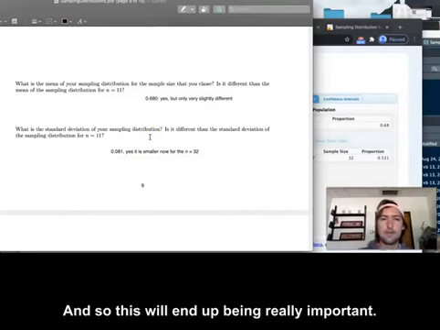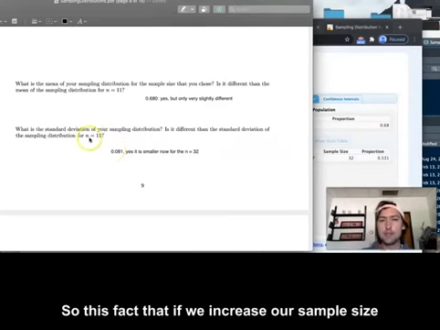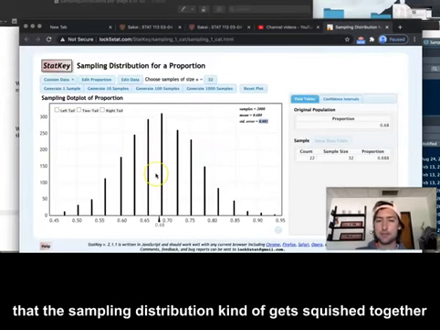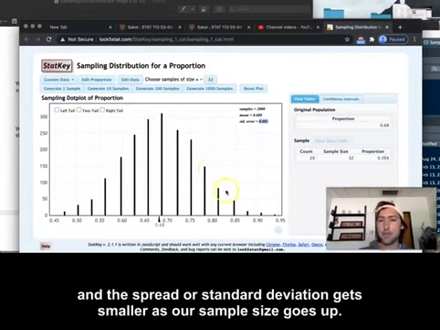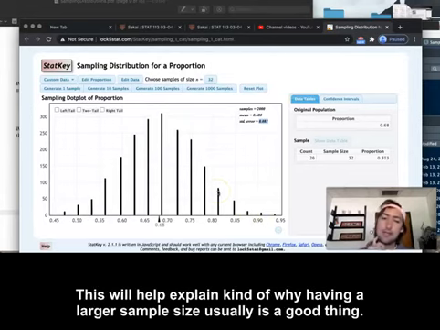And so this will end up being really important. This fact that if we increase our sample size, the sampling distribution gets squished together and the spread or standard deviation gets smaller as our sample size goes up. This will help explain why having a larger sample size usually is a good thing.